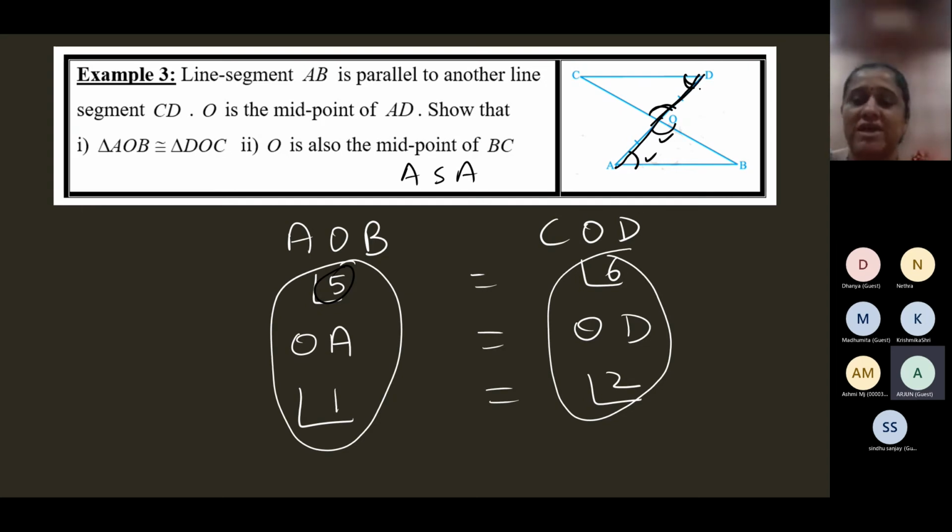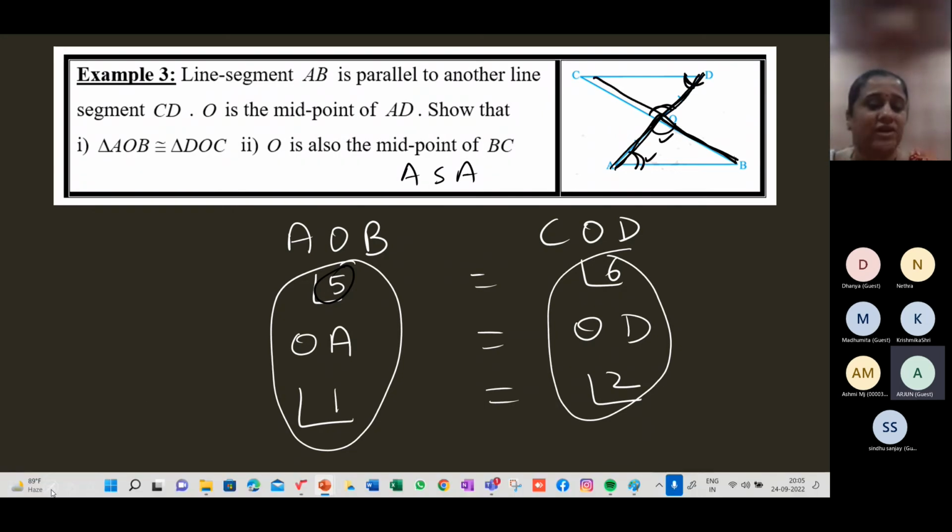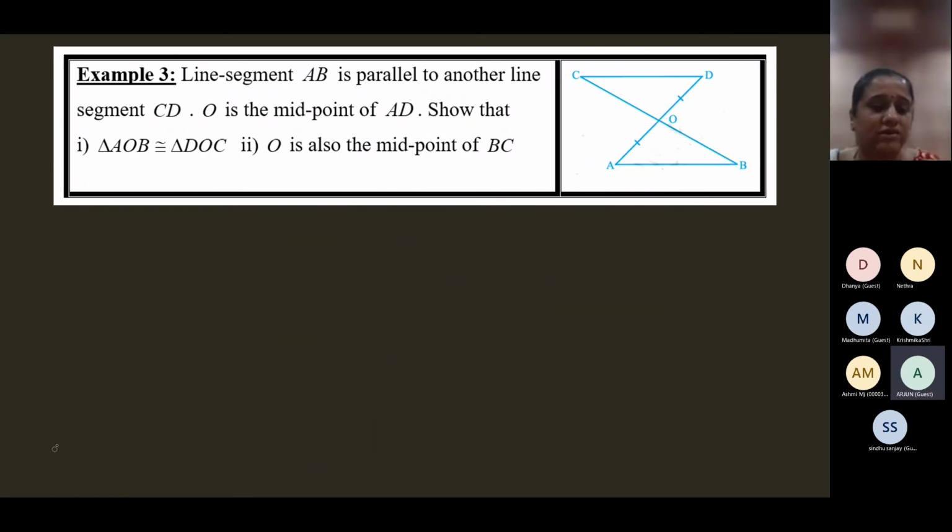So this makes ASA, two angles and the included side. The two triangles are congruent to each other. Now, how will you name it? If you say triangle AOB, you must say triangle DOC, because angle A goes with this angle. I'll make it more clear in the next slide.